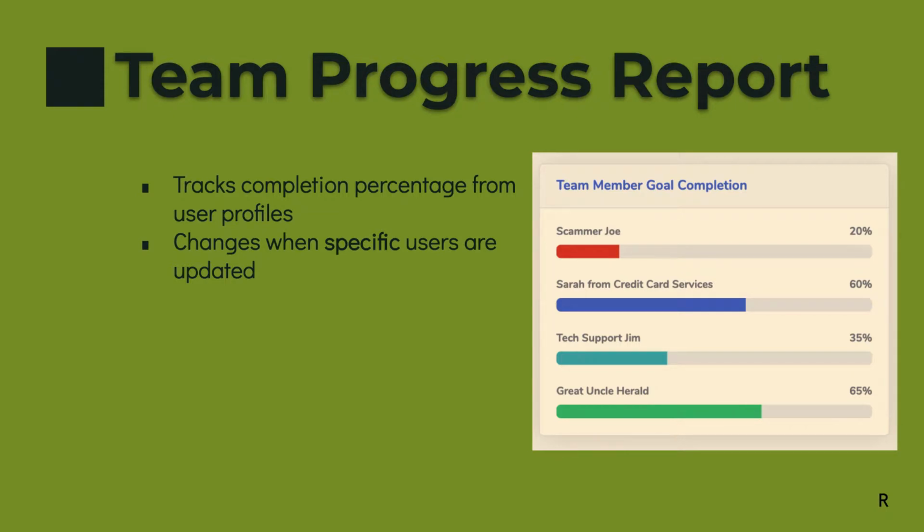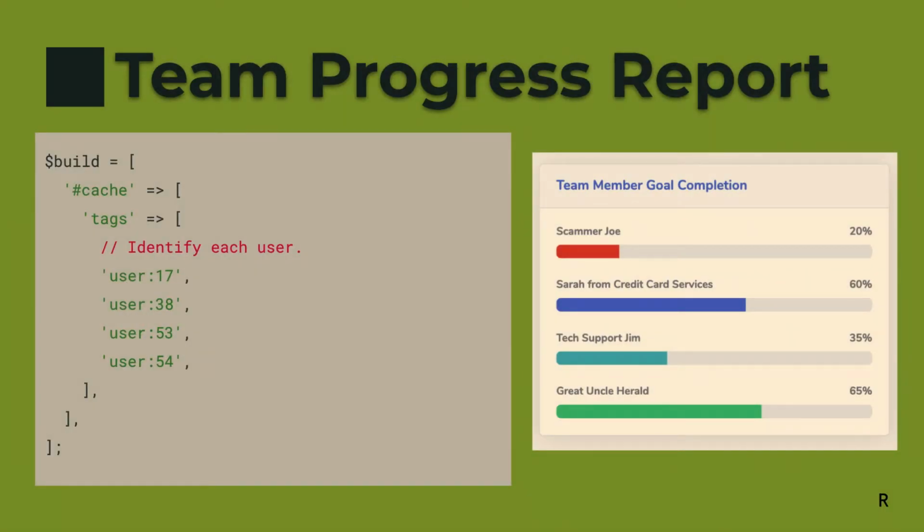So what is this helpful with, right? It tracks completion percentage from a user's profile, and really what we're thinking about here is that it changes when specific users are updated. And because we're thinking about users, we're looking at the user entity, and we're thinking about each one of these users having a unique ID, and so we will invalidate this widget when those users are updated.